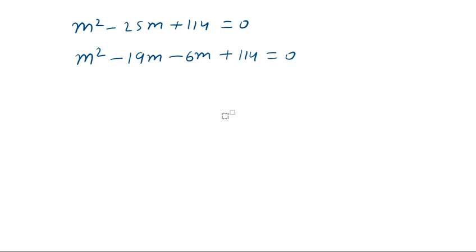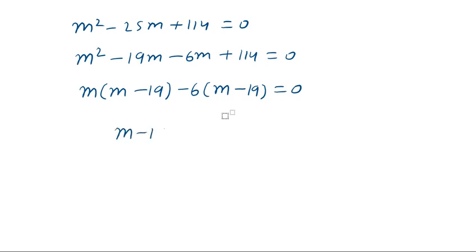Look carefully, in the first two terms m is a common factor, so if we take common m, then m square divided by m gives m, and minus 19m divided by m gives minus 19. And in these two terms, if we take common minus 6, then minus 6m divided by minus 6 gives m, and 114 divided by minus 6 gives minus 19, and this is equals to 0. In the left hand side m minus 19 is a common factor, so if we take common m minus 19, then you will get here m minus 6 is equals to 0.